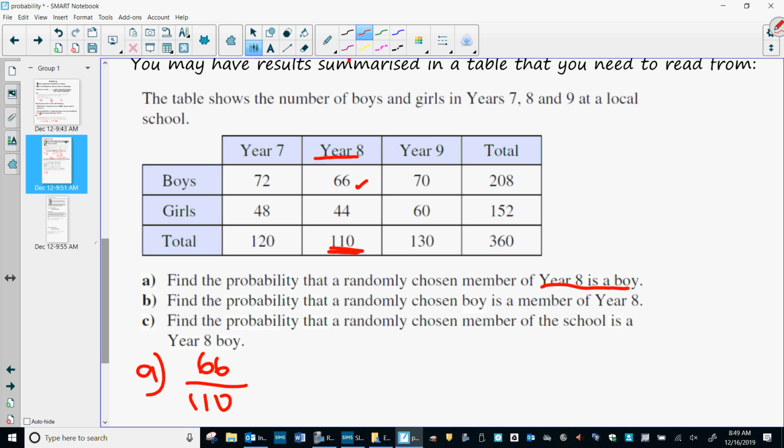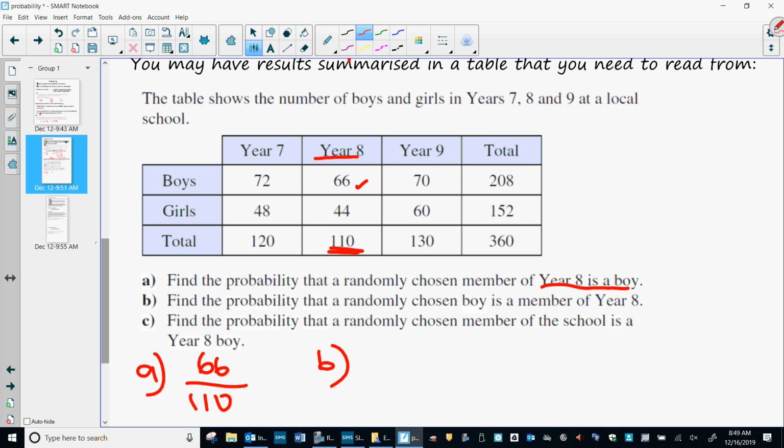Probability is the one time you don't have to simplify. Any other time you deal with fractions, you're expected to simplify. But just be really, really careful, because the worst thing in the world would be if you had a fraction and you simplified it incorrectly, because once you've done that, you have to lose some marks. So I would just leave it unsimplified. The frustrating thing is a lot of textbooks and questions do give you the simplified version. Anyway, B, find the probability that a randomly chosen boy is a member of year 8.